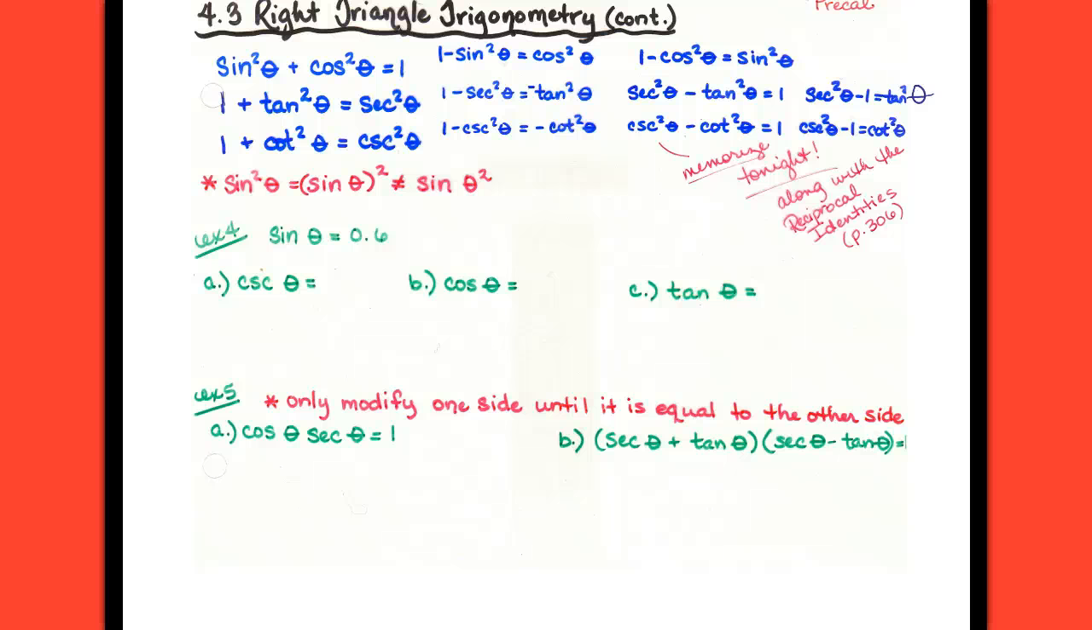Page 306. We want to look at the second half of section 4.3. So we have gotten two introductions to the six trig functions. We've seen the definitions of the six trig functions in terms of a right triangle, in terms of opposite, adjacent, and hypotenuse. And we've seen the six trig functions in terms of the unit circle. So now we want to go back and see how we could use those trig functions.